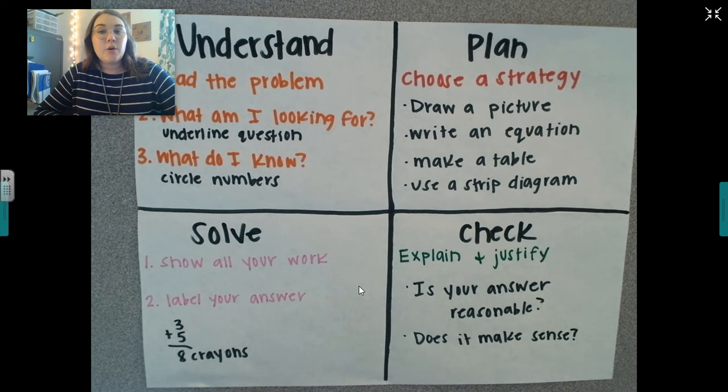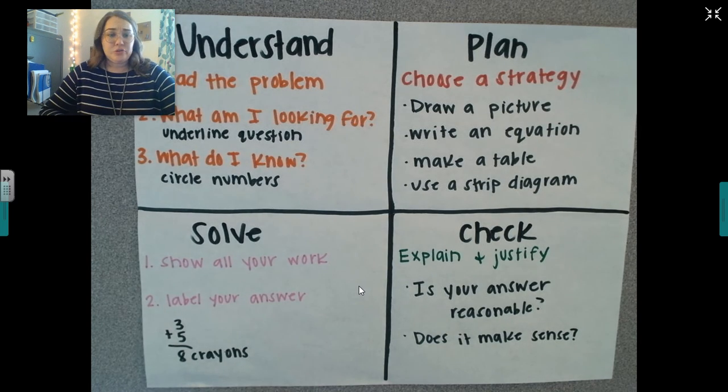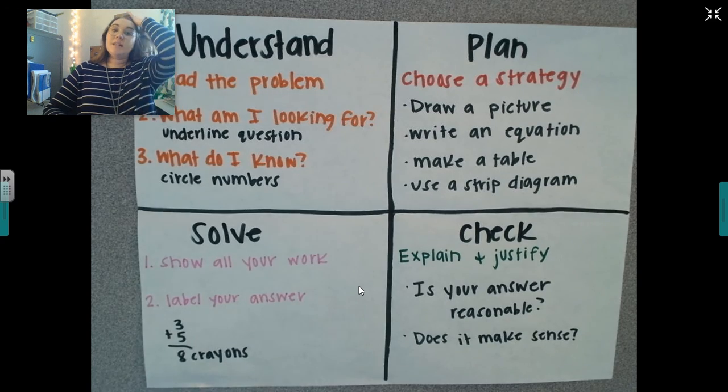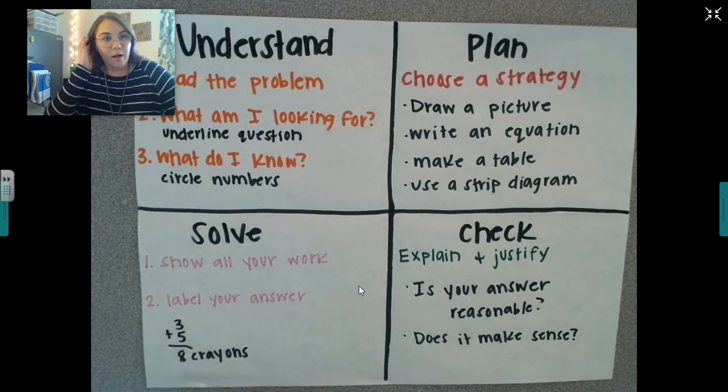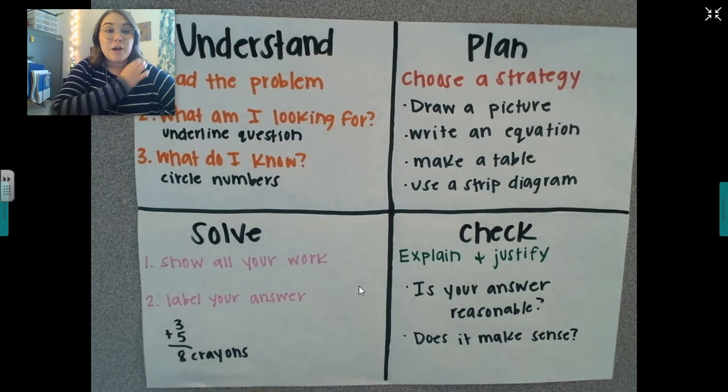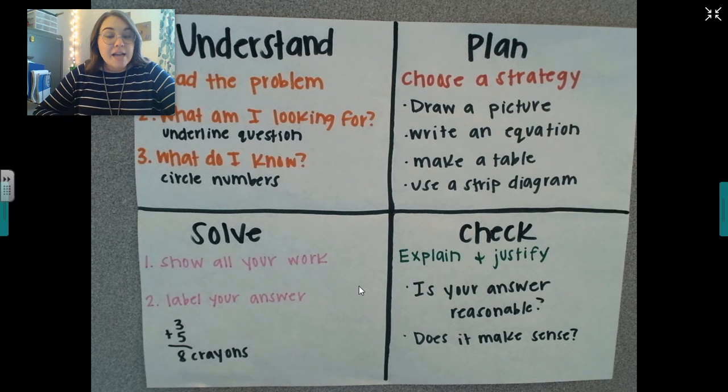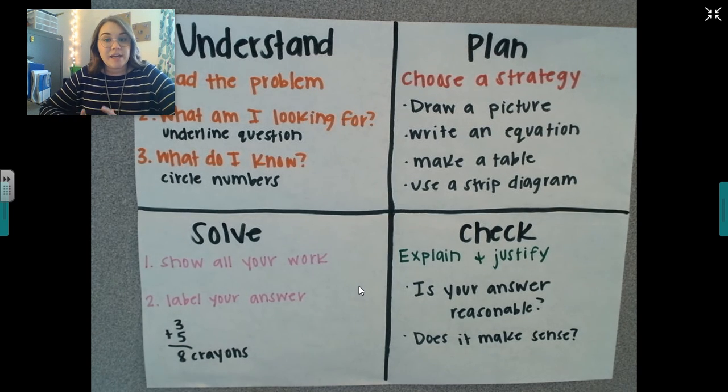Then in your plan, you're going to choose a strategy. You can draw a picture, write an equation, make a table, or use a strip diagram. You can literally do anything that you want that's going to help you solve that problem. And then in the third box, you're going to show your work and solve it. And in the fourth box, you're going to explain and justify. Is your answer reasonable and does it make sense? So today we are just going to be practicing word problems together using the UPS check.